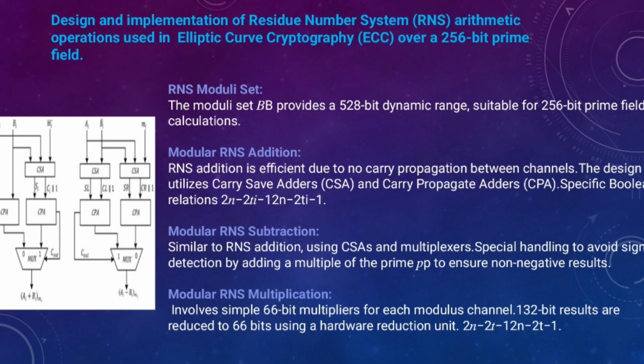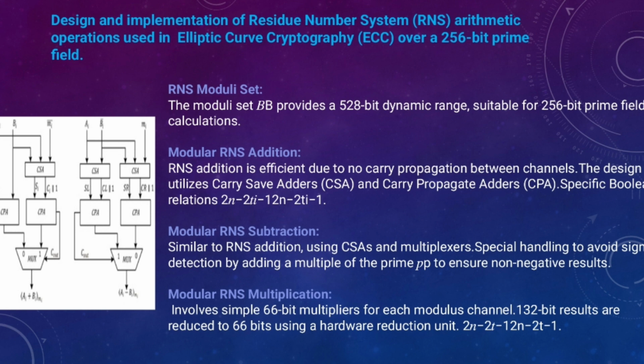Myself Shreya Chaugule. I am going to explain design and implementation of residue number system arithmetic operations used in elliptical curve cryptography. This concept is about how to perform arithmetic operations in residue number system for elliptical curve cryptography on a 256-bit prime field. Using a moduli set that supports a 528-bit range, RNS makes addition, subtraction, and multiplication more efficient by avoiding carry propagation between channels.